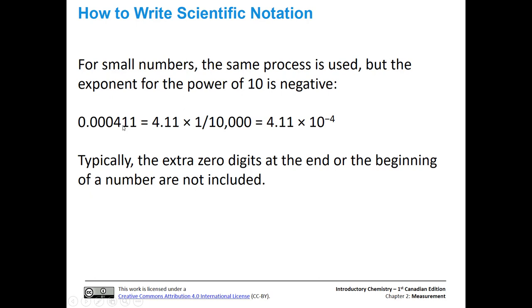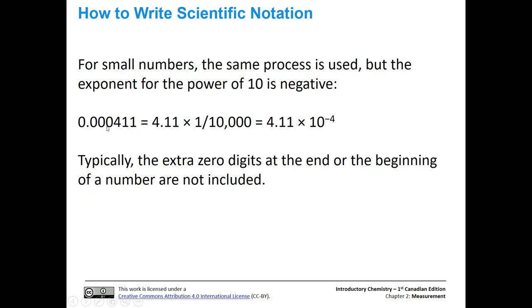1, 2, 3, 4, until I get to a number that's between 1 and 10, okay? And since I moved it 1, 2, 3, 4 places to the right, that is my exponent. So 4.11 times 10 to the negative 4. Now these extra zero digits at the end or beginning of a number are generally not included. So that would be this guy right here. But these are important because these three zeros show the relative magnitude of that number.